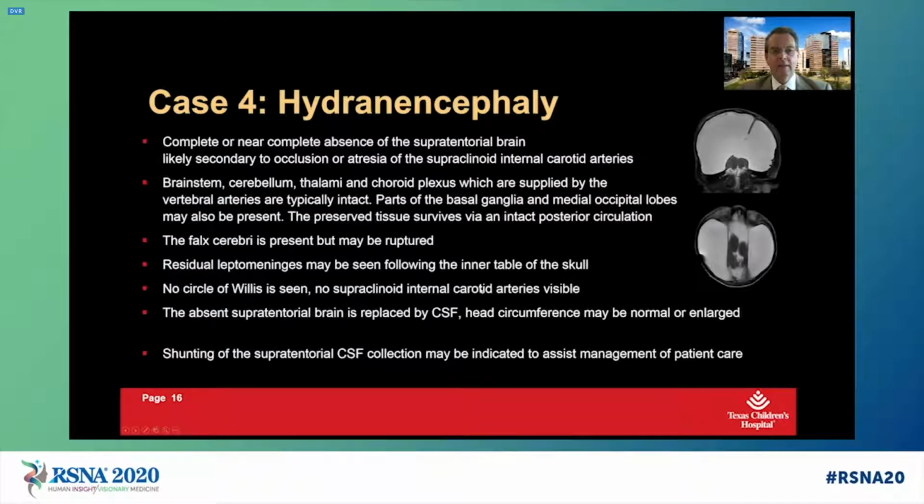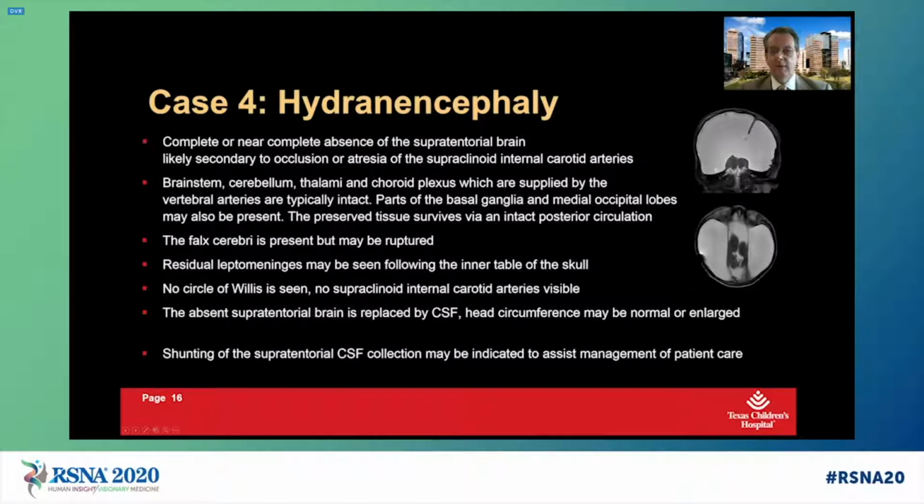This is a classical hydranencephaly, where you see a complete or near complete absence of the supratentorial brain, and we believe this is secondary to an intrauterine occlusion or complete atresia of the supraclinoid internal carotid arteries. The brainstem, cerebellum, and thalami and the choroid plexi, which are supplied by the posterior circulation, are typically intact or at least partially intact. Also, part of the basal ganglia and the most mesial or medial occipital lobes may be preserved because they are perfused over the posterior circulation.